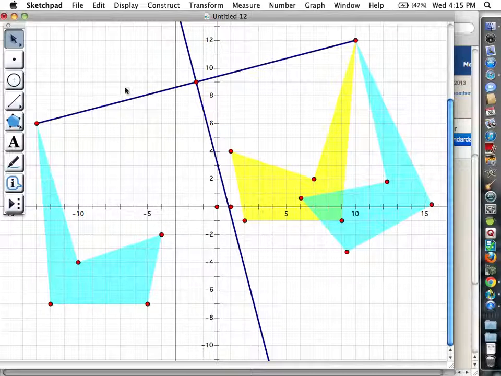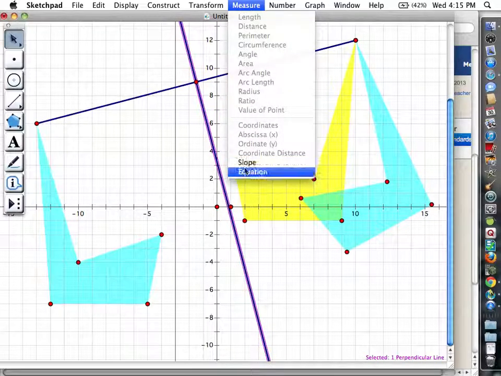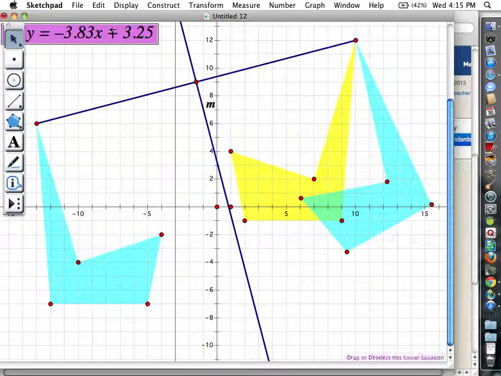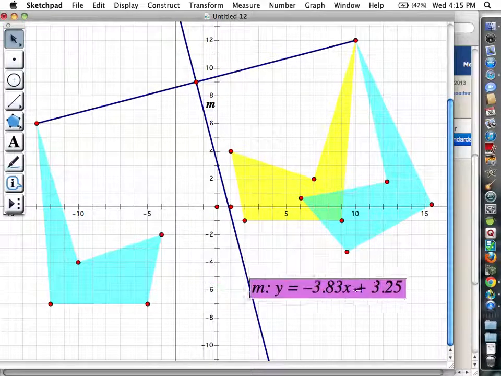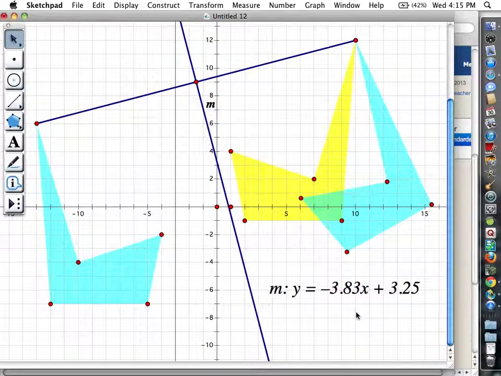The next thing I want to do is actually record which line I've reflected over in the first place. So let's measure the equation of that line. And we'll keep that over here so that we don't lose it.